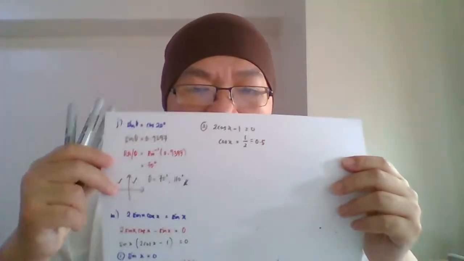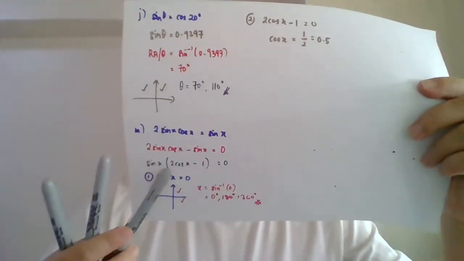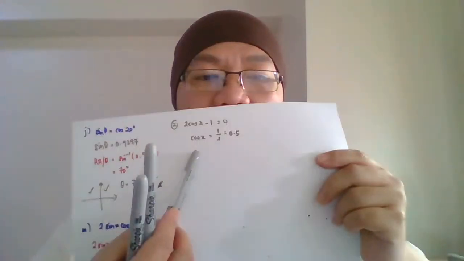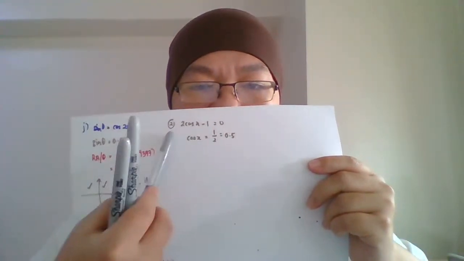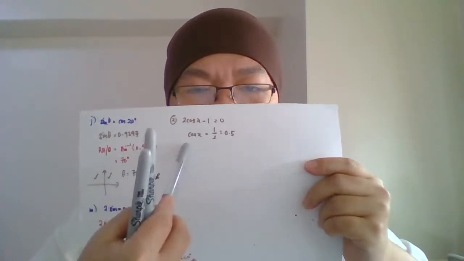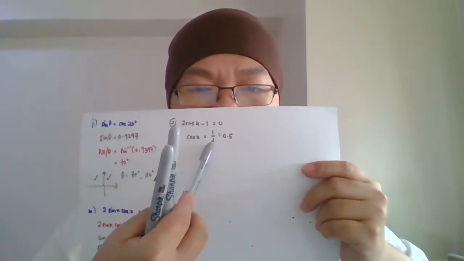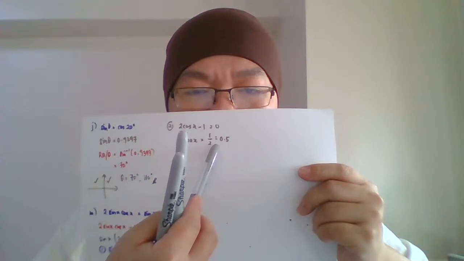For the second solution, the second bracket here, 2 cos x minus 1 equal to 0. Then you find the cos x as the subject, so it becomes 1/2 equals 0.5. As usual, find the RA. X equals cos inverse 0.5. Then what do you get? Cos inverse 0.5, you will get 60 degree.